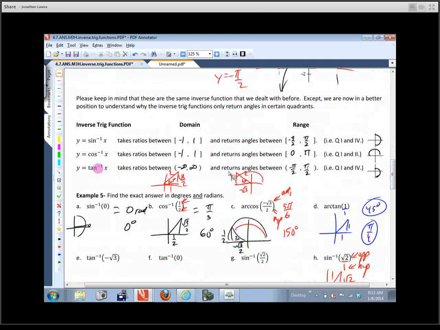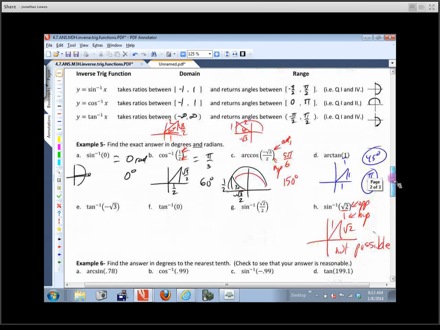So we kind of summarized this right here. We said for sine inverse, the domain is -1 to 1. The range is negative pi halves to pi halves. Or in other words, quadrants 1 and 4. For cosine inverse, there's the domain, there's the range, but that would correspond to quadrant 1 or 2. And then for tangent inverse, you can plug in any ratio you want, but you're going to get an angle out between quadrant 4 and quadrant 1, between -90 and 90, or negative pi halves and pi halves, depending on what type of angles you're using.